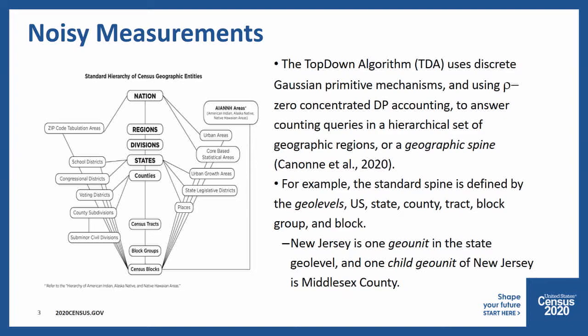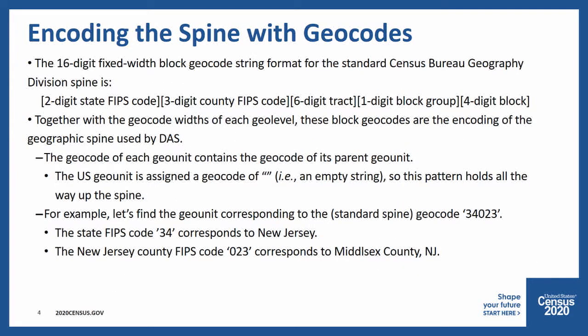So in my final bullet point here, I'm defining geo unit and child geo unit by example. New Jersey is one geo unit in the state geo level, and one child geo unit of New Jersey is Middlesex County. So you can think of this as a directed acyclic graph for those of you that are familiar with that. Okay, and then this spine is encoded using geocodes.